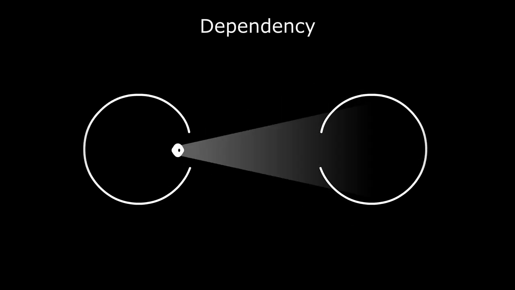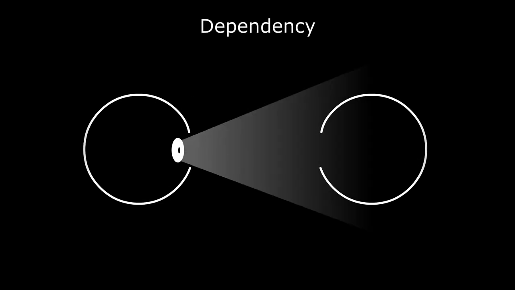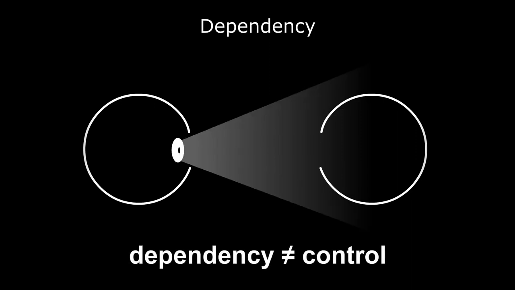When an object knows about another, we call that a dependency. But don't confuse knows with controls. Those are different things. An object can control another object without even knowing it. This is called dependency inversion.